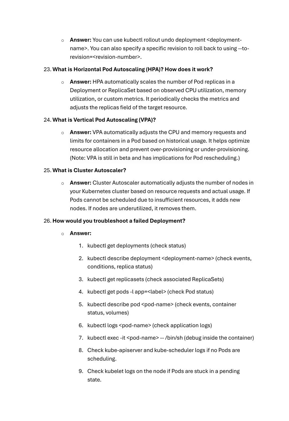26. How would you troubleshoot a failed deployment? Answer. 1. kubectl get deployments. Check status. 2. kubectl describe deployment. Check events, conditions, replica status. 3. kubectl get replicasets, check associated replica sets. 4. kubectl get pods. Check pod status. 5. kubectl describe pod.